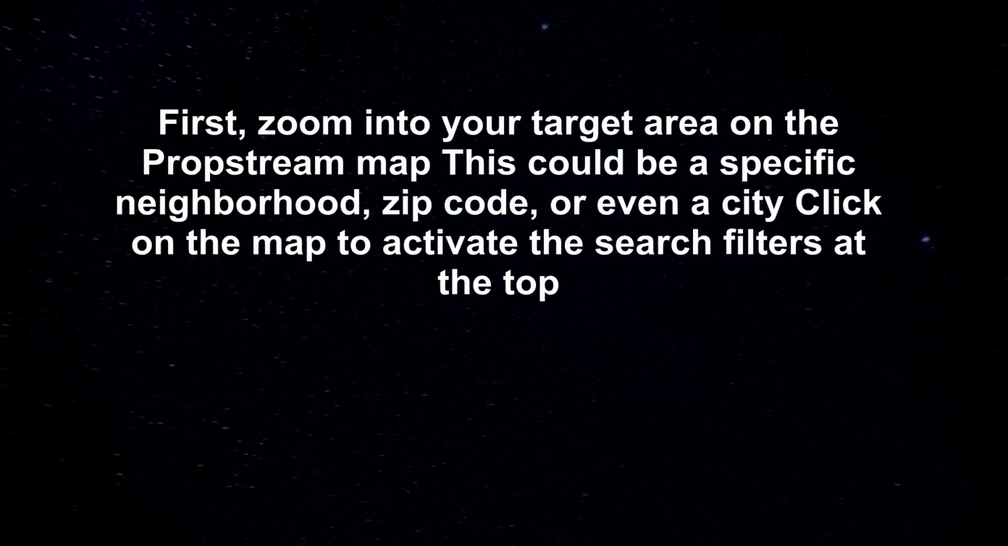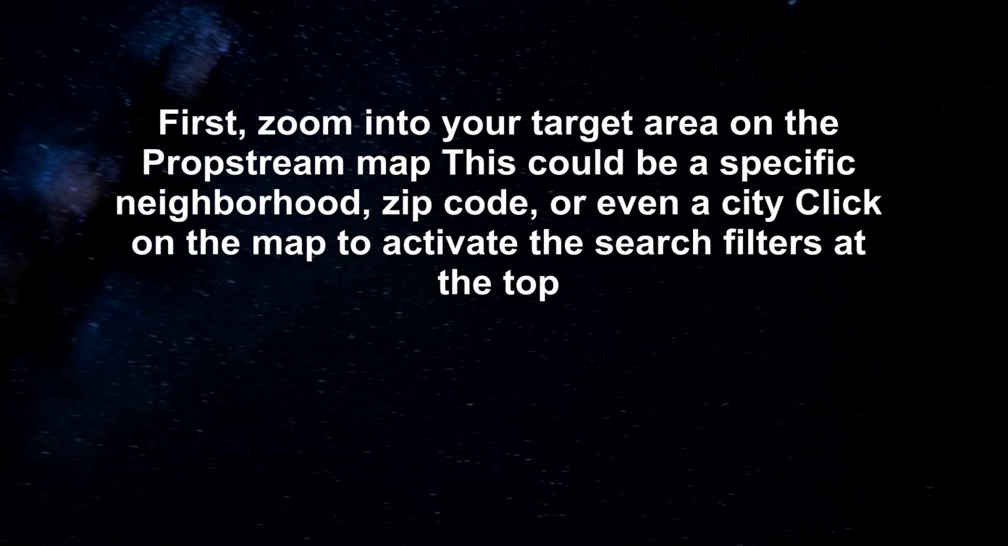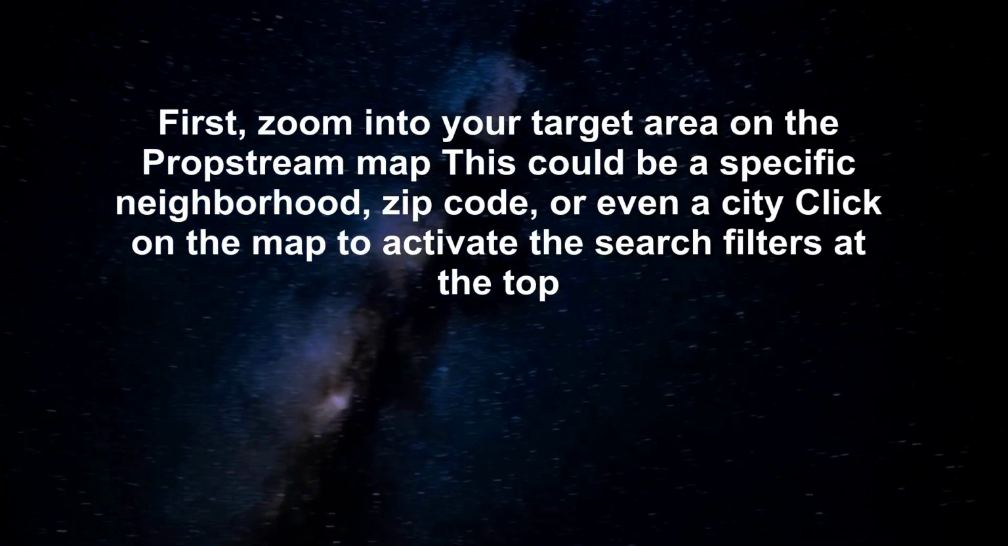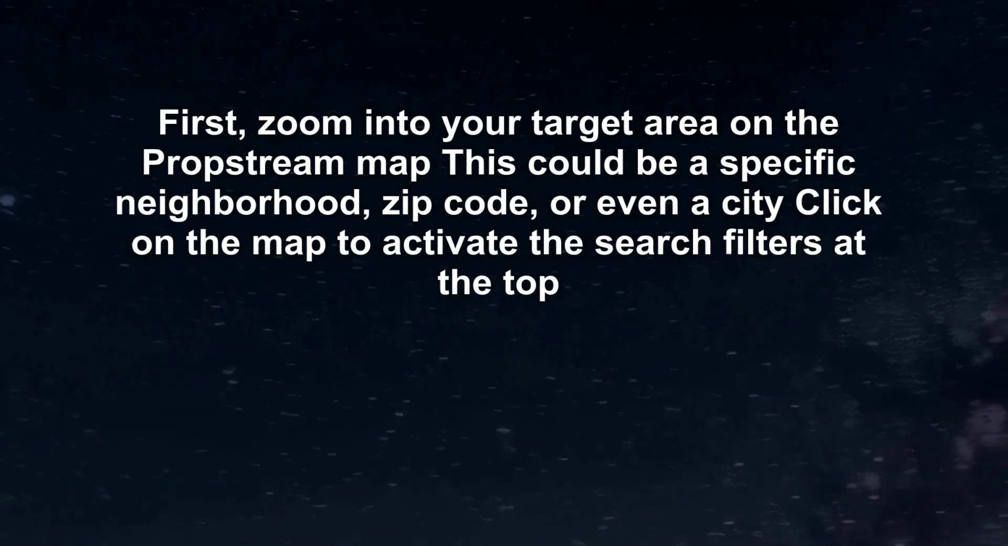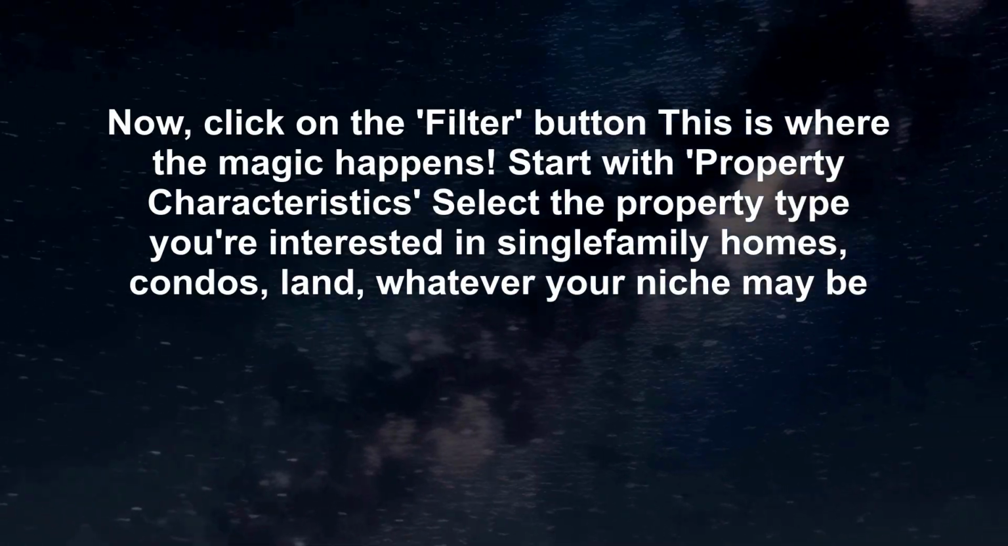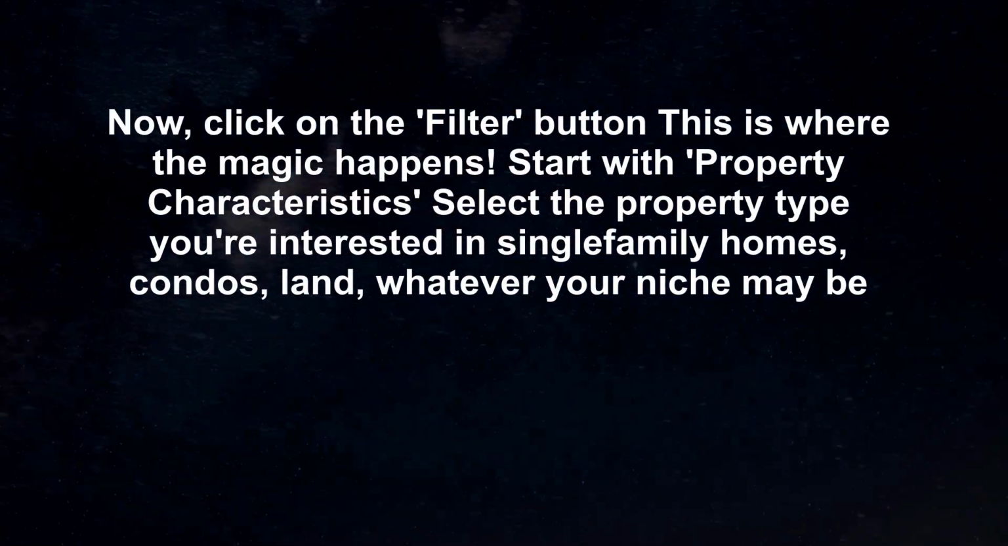First, zoom into your target area on the Propstream map. This could be a specific neighborhood, zip code, or even a city. Click on the map to activate the search filters at the top. Now click on the filter button. This is where the magic happens.